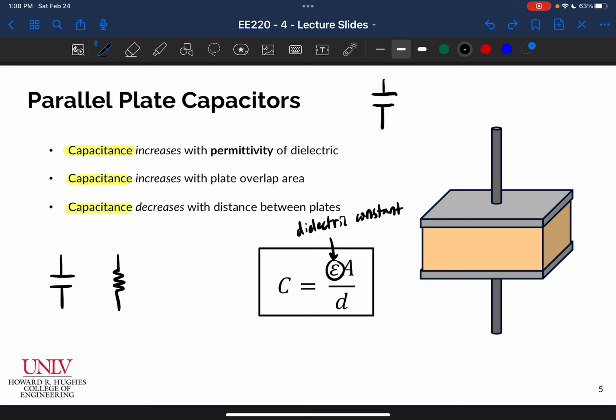Okay, and so the third thing here that matters is the distance, this D, the distance between the two plates. We can see that those are inversely proportional. So if I increase the distance between my two plates, then my capacitance will decrease. And so those are the three things that determine capacitance.